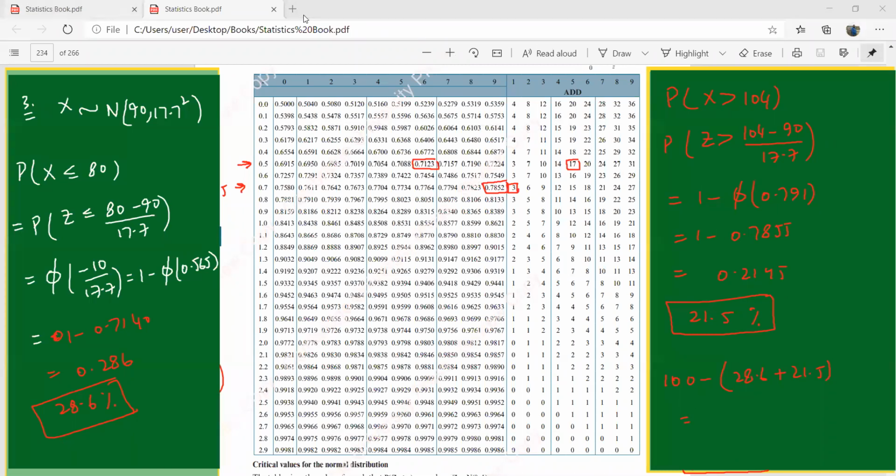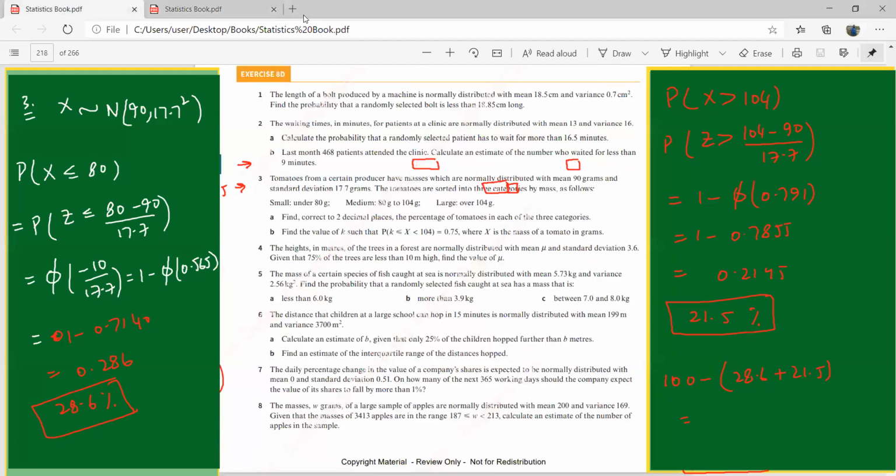There is no need to calculate that. So this is going to be 100 minus 28.6 minus 21.5. So that is 49.9. Okay. So this is 49.9% of the tomatoes, they are in the medium category.